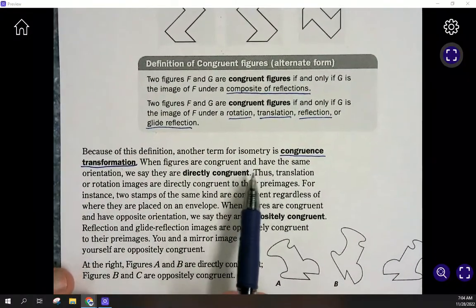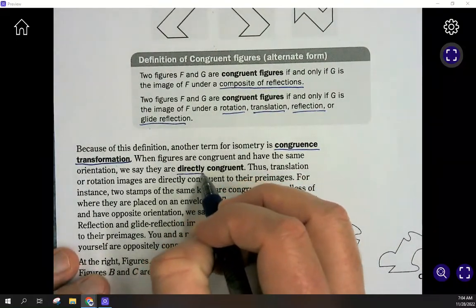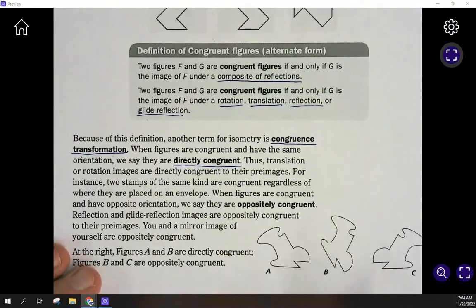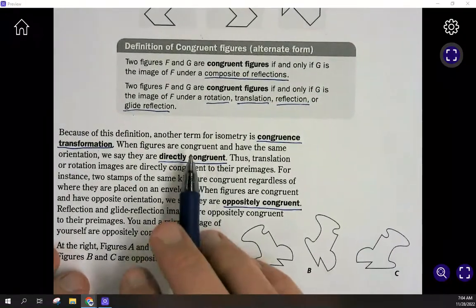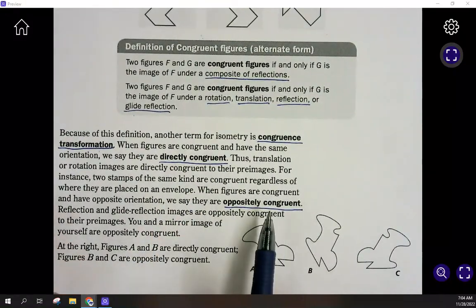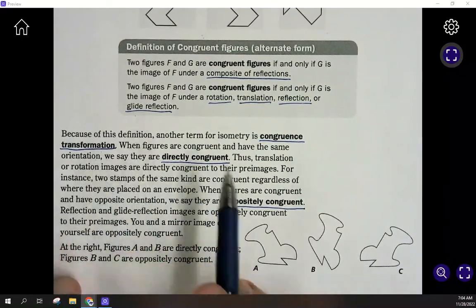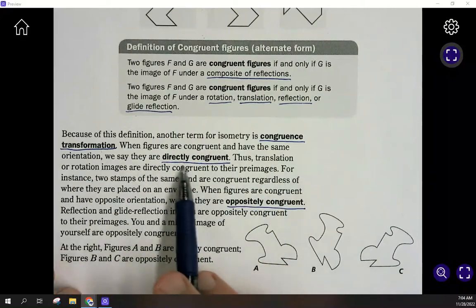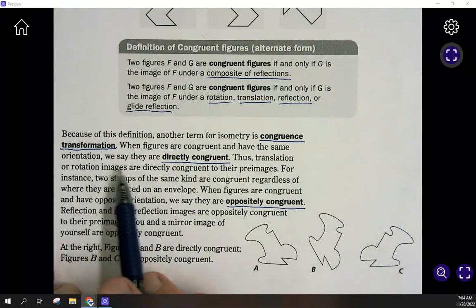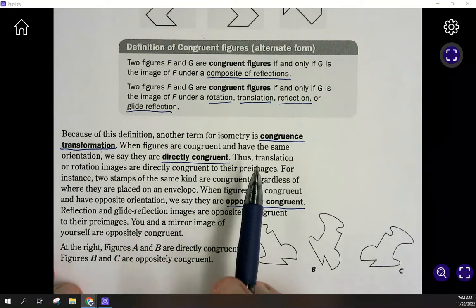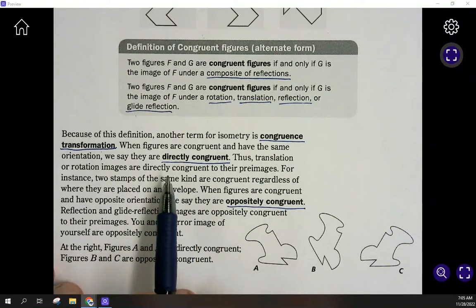So when figures are congruent and they have the same orientation, we're going to call them directly congruent. So two different types of congruence. And then you can see we're also going to look at oppositely congruent. So both of these are shapes that are congruent, same size, but something's different about them, and it has to do with the orientation. So when they have the same orientation, directly congruent, that would be translations or rotations. We spent a lot of time in chapter 4 talking about how orientation is only preserved in translations and rotations, not reflections and glide reflections.